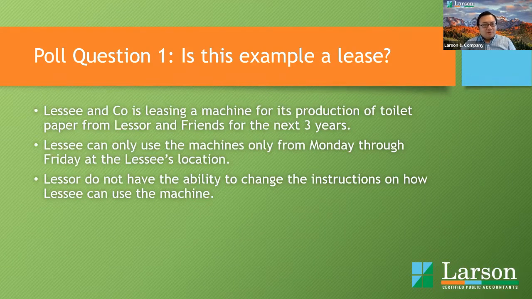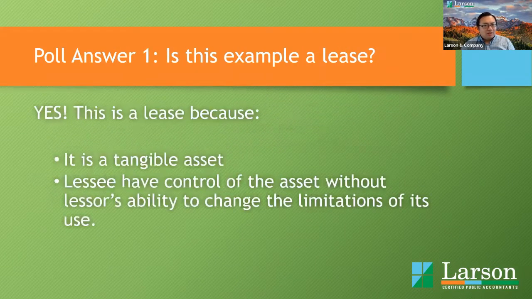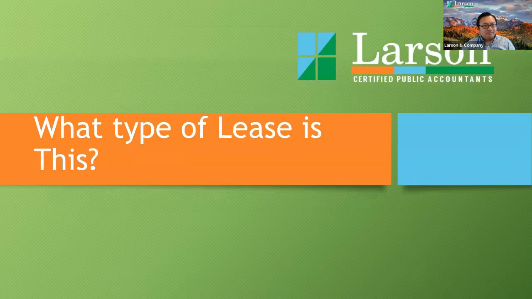So hopefully you were able to answer that polling question. And the answer is that, yes, this is a lease. Hopefully you answered yes, and that's because it is a tangible asset, and also lessee has control of the asset without lessor's ability to change the limitations of its use. So that would qualify as a lease. Then the second question of our process is, what type of lease is this?